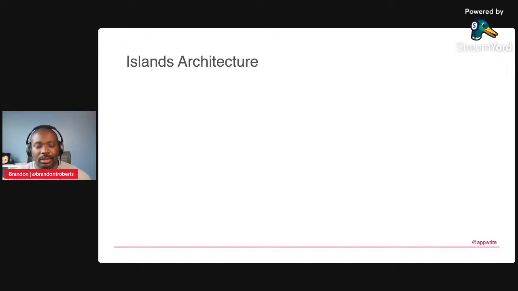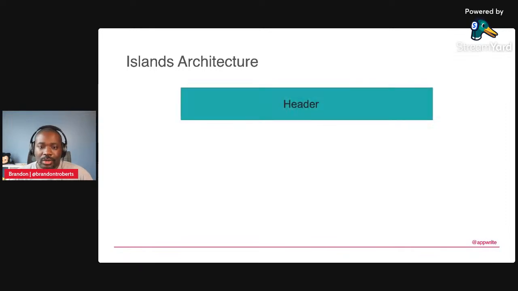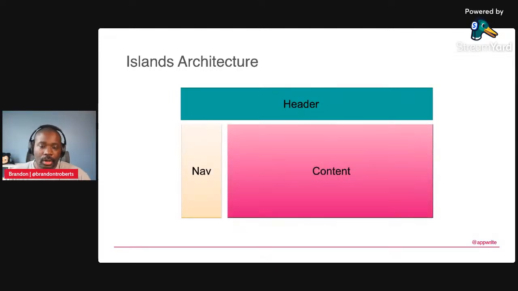So if we look at this example page here, it has some distinct areas. We have a header that can be loaded independently on its own island, a navigation bar, and a content area. So these things could be, like I said, loaded on their own using the islands architecture. And also, we can render these pages on the server and then hydrate them as needed.